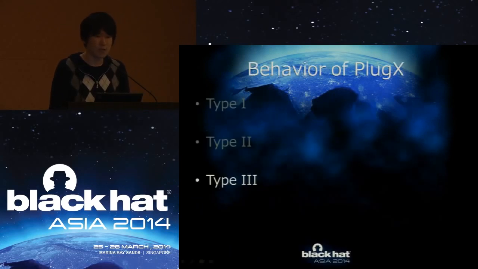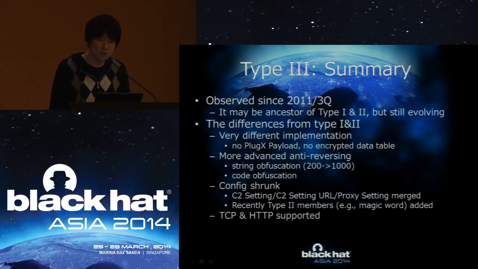Lastly, we refer to type 3, another variant of PlugX. This type is very different from types 1 and 2, but based on several common implementations such as protocols and C2 command numbers, we can say this type is also a PlugX variant. Type 3 is observed since the third quarter of 2011. Based on the early emergence, some researchers judge type 3 is the ancestor of types 1 and 2. It may be correct, but type 3 is still updated, so we must keep an eye on this type.